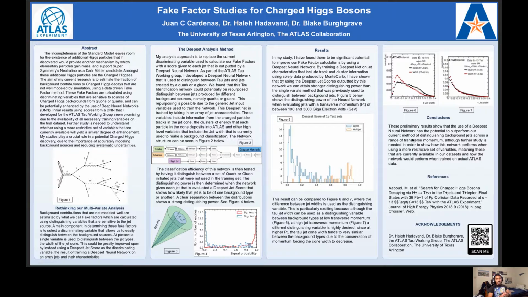So in conclusion, these preliminary results show that the deep set net, along with the deep set jet scores, have a potential to outperform the current method of distinguishing background jets across a wide range of energies. But further study is needed to show that this network can outperform our current method when we use a more restrictive set of variables to match what we currently have available to us in Atlas data.